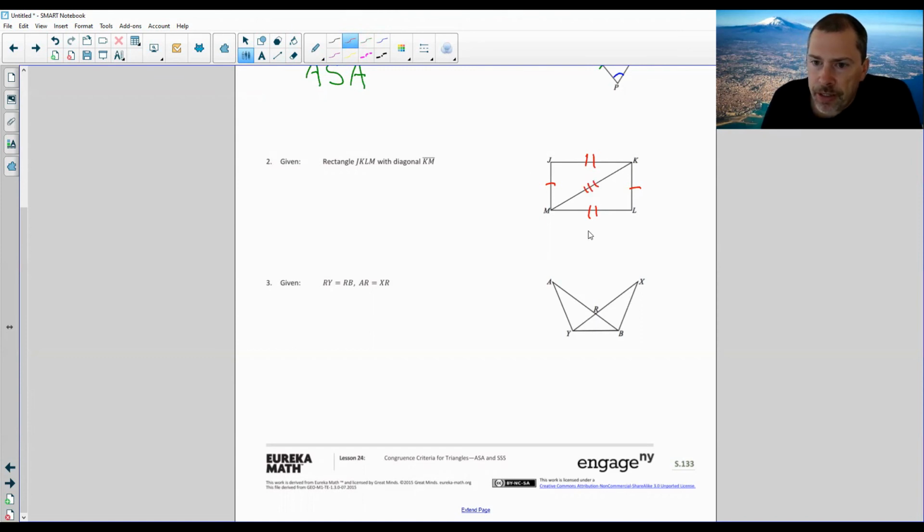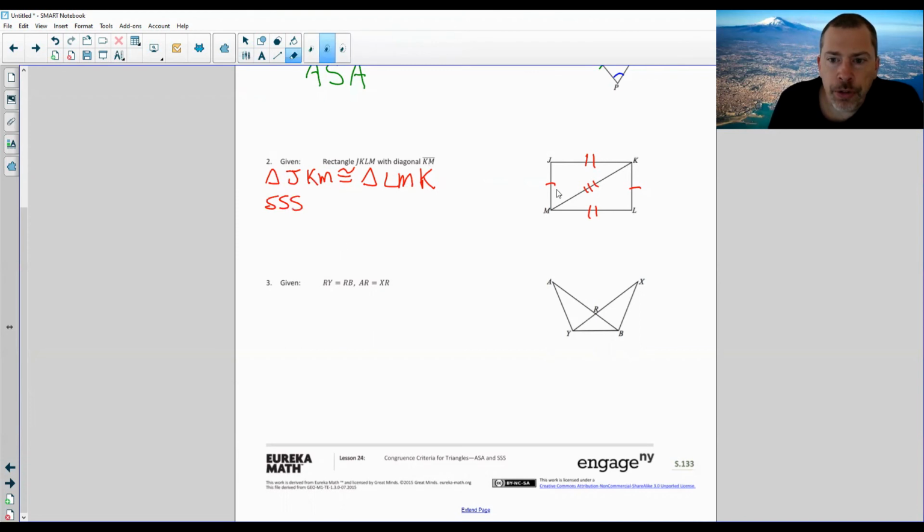If I'm stating this because of the reflexive property, I now have 3 sides. So now I can just say triangle JKM is congruent to triangle LMK. Careful how you name the second one. You can't say LKM. It's not lining up your congruent corresponding parts correctly. So the reason here is SSS. There are other reasons though.